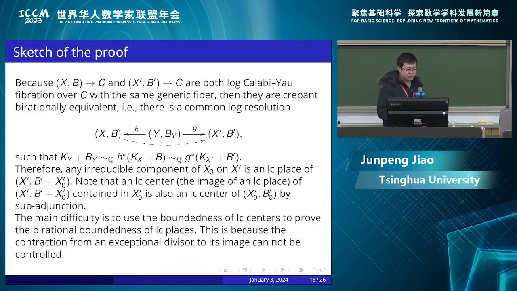The main difficulty is that the contraction from an exceptional divisor to its image cannot be controlled. LC places are exceptional divisors, LC centers are images. We can make the images bounded, but for the exceptional divisor, we cannot say it is bounded, because the fibration may behave wildly.